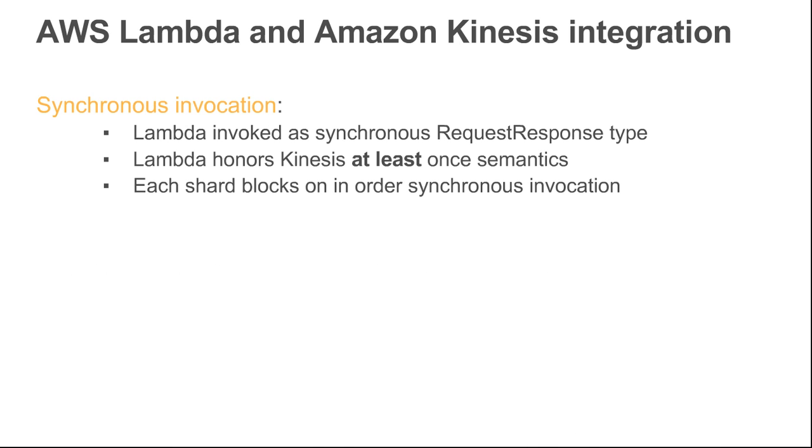All of this is done synchronously. So whenever Lambda receives a payload, or the puller receives a payload, we will invoke Lambda in a synchronous blocking request response type. The reason why we do this is to honor the Kinesis at least once semantic. So what this looks like is each shard will block on in-order synchronous invocations of your payloads.